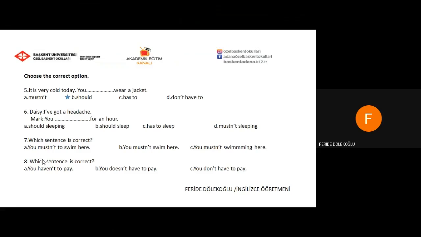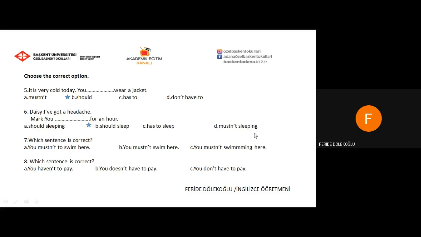And question 6. Daisy says, I've got a headache. The correct option is should sleep. You should sleep for an hour. Remember, after should, we use the base form. We never use verb ing. Also, with you, we don't use has to. And after mustn't, we don't use verb ing.